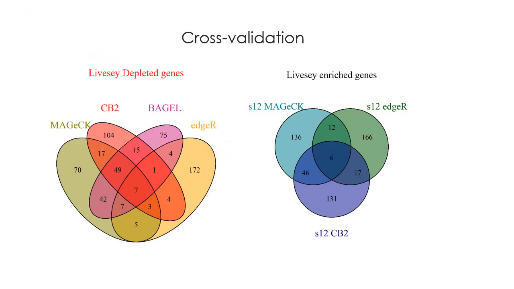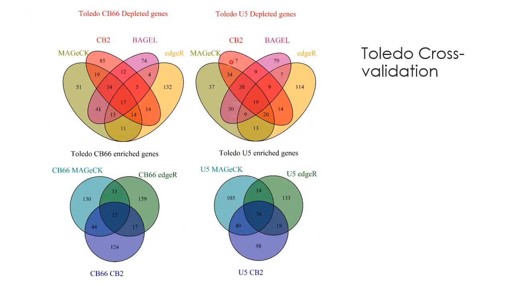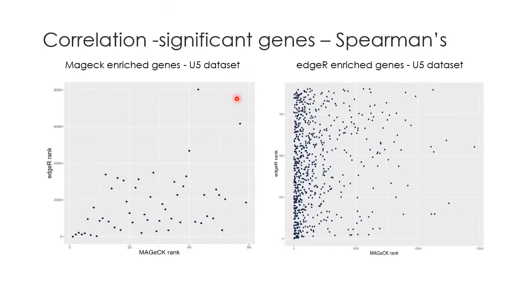This is also the case with Toledo data, with one exception. MAGeCK and CB2 has highest overlap in U5 dataset. So this correlation can also be observed with the ranks attributed by each algorithm. These are the plots for significantly enriched genes by MAGeCK and EDGER operating on U5 dataset. These rankings are attributed by EDGER and MAGeCK for these genes. You can see that EDGER agrees with MAGeCK's ranking, but the converse is not true.